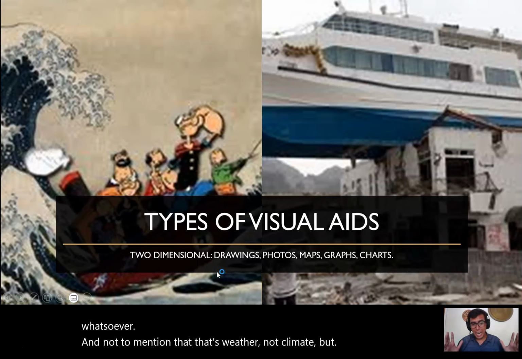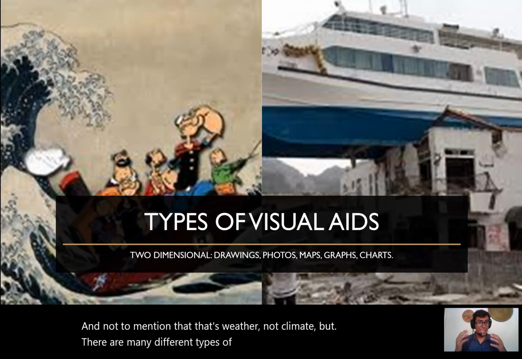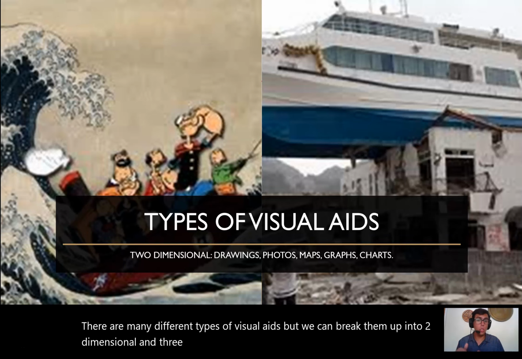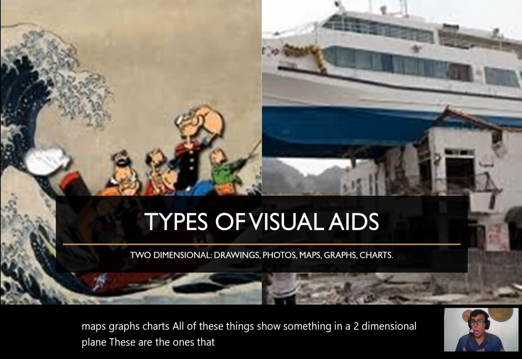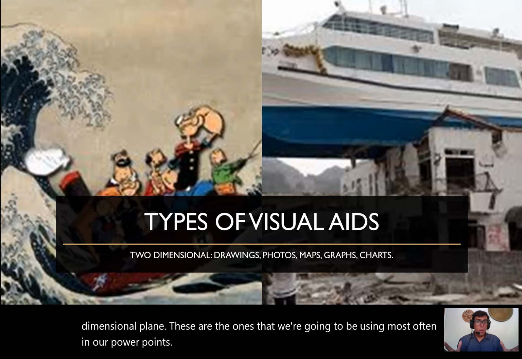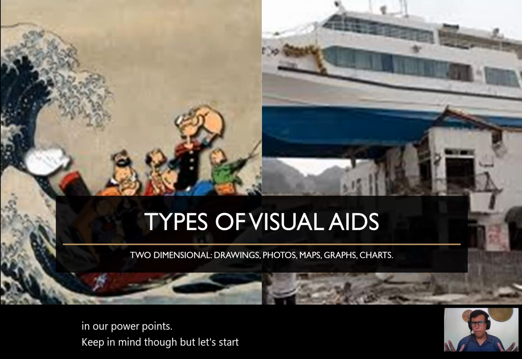There are many different types of visual aids, but we can break them up into two-dimensional and three-dimensional. Two-dimensionals are drawings, photos, graphs, maps, charts. All of these things show something in a two-dimensional plane. These are the ones that we're going to be using most often in our PowerPoints. But let's start with those drawings and photos.